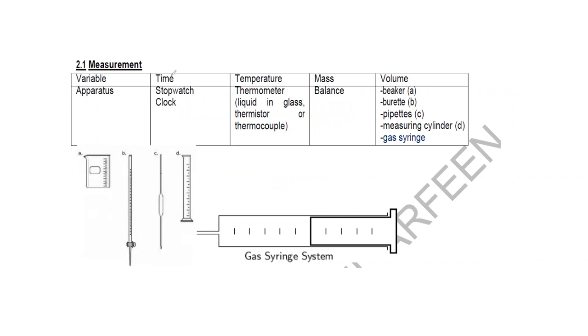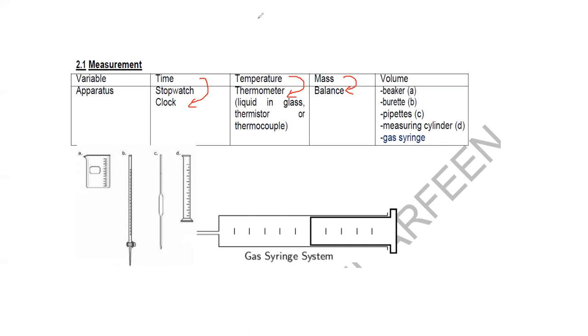For example, if you want to measure time, the apparatus we use is a stopwatch or a stop clock. If you want to measure temperature, we use a thermometer, and these are the types of thermometer you don't have to learn right now. You just have to understand that to measure temperature, we can use a thermometer. To measure mass, we use a balance, and to measure volume, we can use a beaker, a burette, a pipette, a measuring cylinder, and a gas syringe.